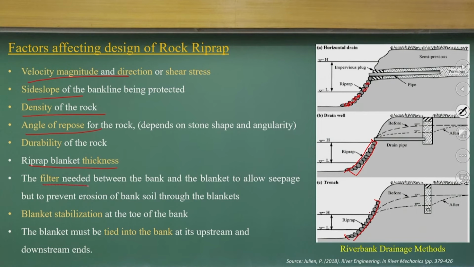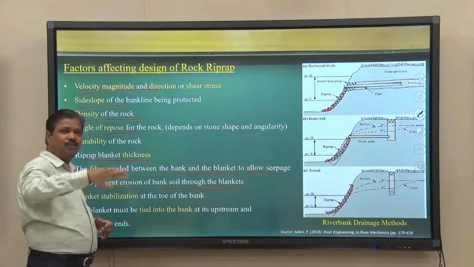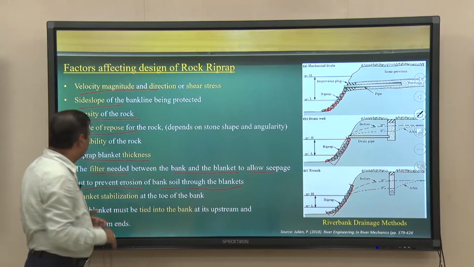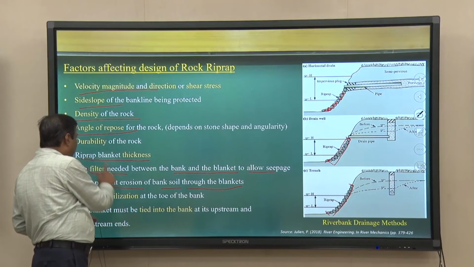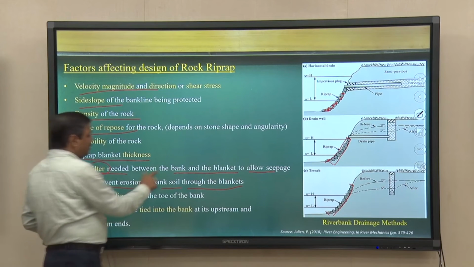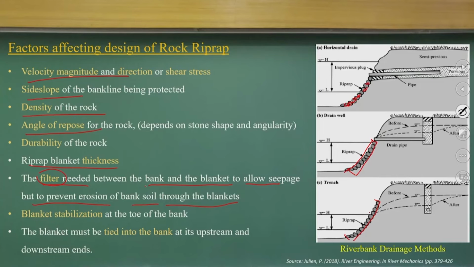Filters should be provided between the bank and blanket to allow the seepage to prevent the erosion of bank soil through the blankets. This revetment can be considered as a blanket with a Gaussian matrix and all. In that case, we should provide the filters between the bank and blanket to allow the seepage to go through that, so it can reduce the seepage forces.